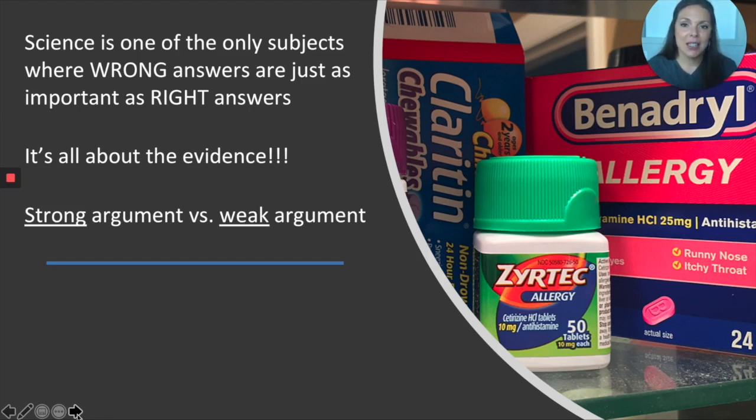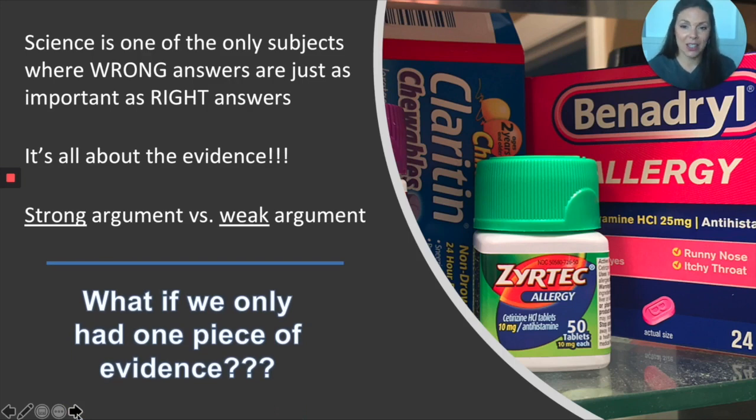So as scientists, what we really are doing is trying to build strong arguments for or against an idea. So we don't like weak arguments. A weak argument would mean that it doesn't have very much evidence. Would you choose one of these allergy medications to take if we only had one piece of evidence? If you only had one piece of evidence, your claim would be very weak, and probably not very many people would want to buy your medicine and take it.